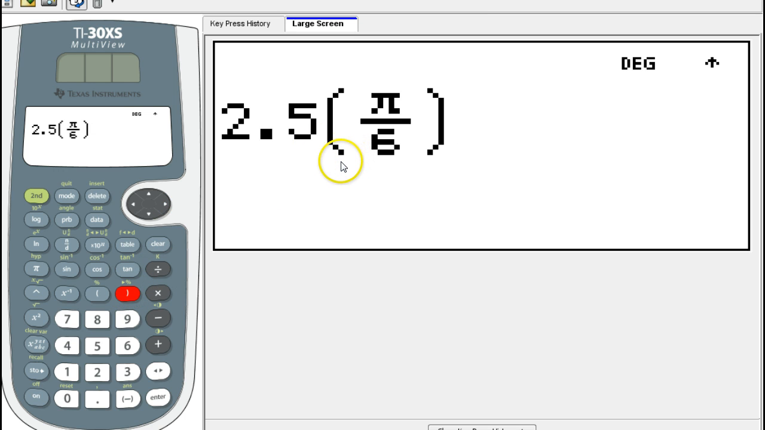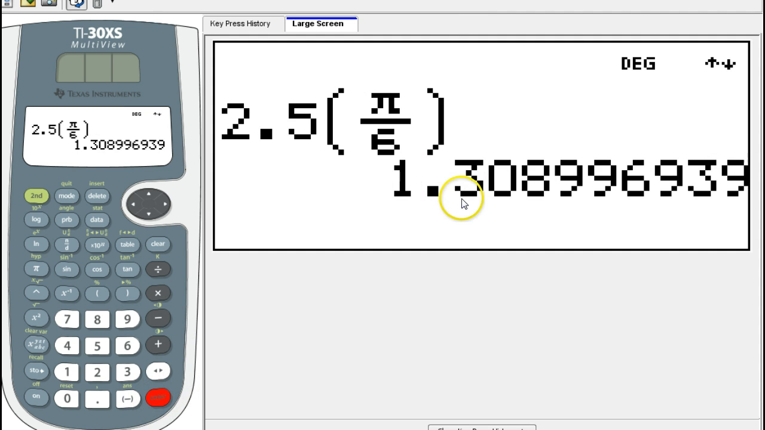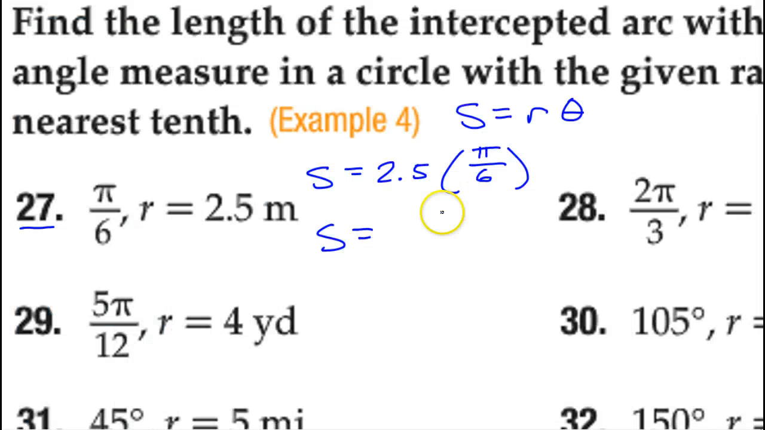Okay, so if they ask you to get a decimal, the nearest tenth or what have you, then that's a signal that you're going to have to use a calculator. If they say give an exact answer, then you're not going to use a calculator. Alright, so to the nearest tenth, that's one decimal place, so that's 1.3. Okay, 1.3 meters.